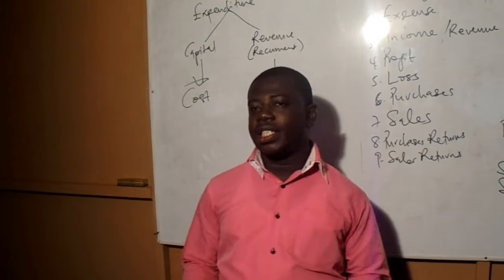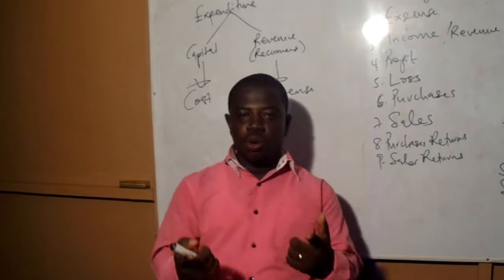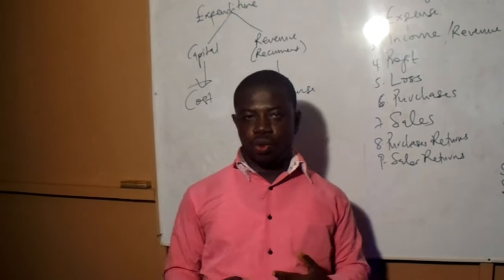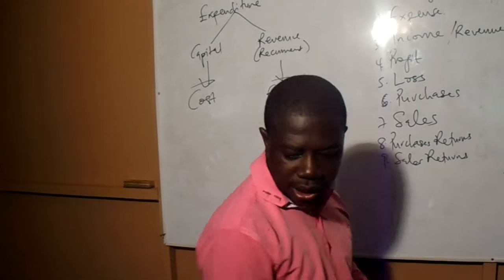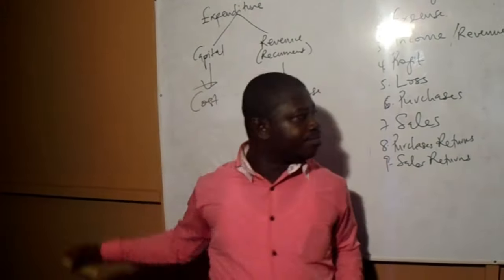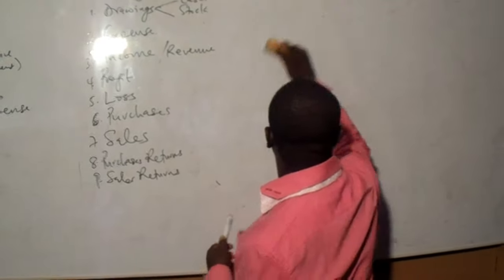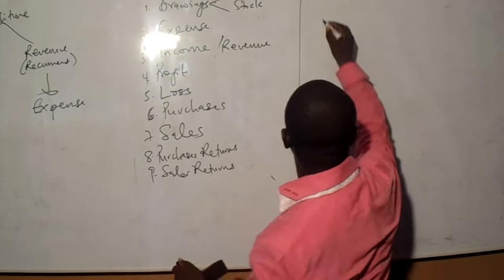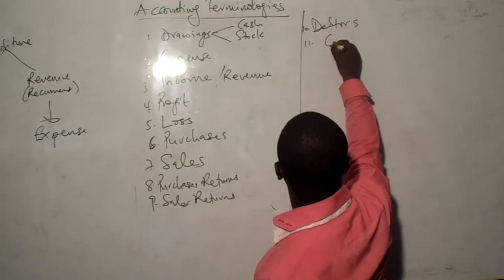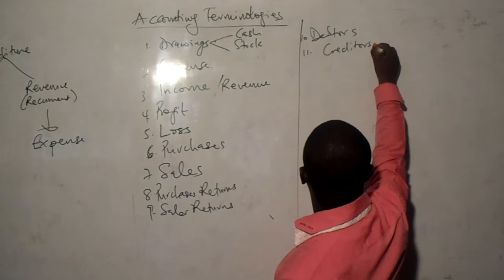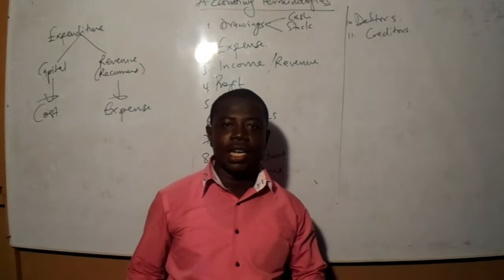And then the sales returns is the opposite of the purchases returns. It refers to goods that have been sold to customers, which have been returned back to you, the business. That is your sales returns. All right, I also want us to look at some other terminologies like debtors and creditors.